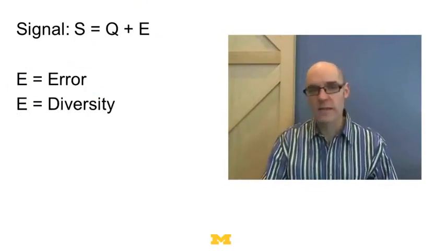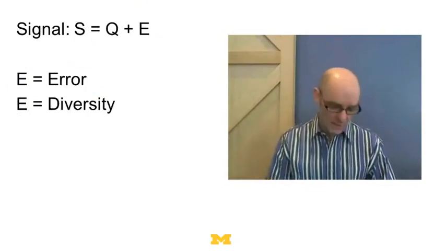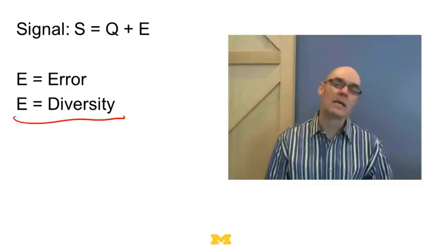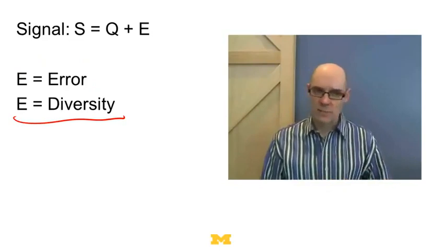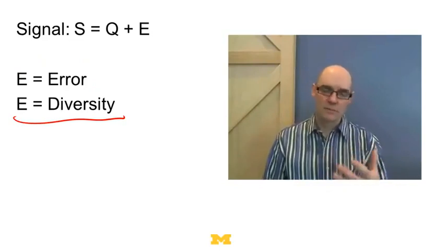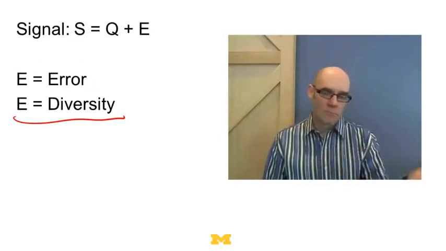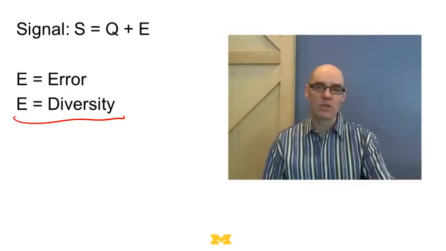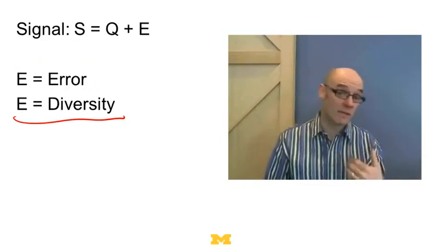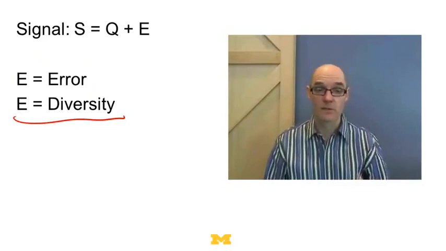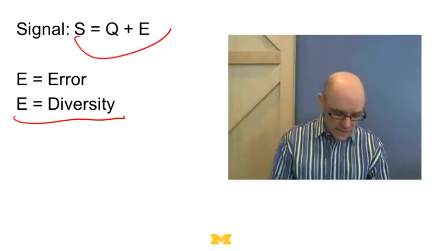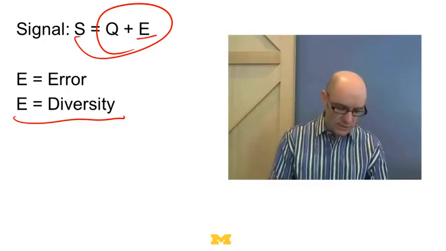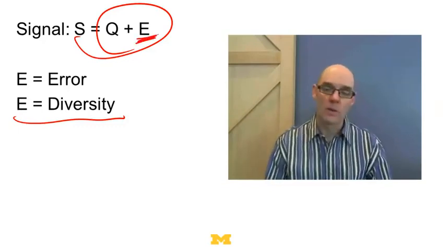Another way to think of that variation in what we perceive would be to think of it as diversity. If you and I care about different things, we've had different life experiences, we may interpret the performance differently than one another. As a result, what's a 50 to you may be a 60 to me, or what's a 70 to me may be an 85 to you. Because you and I are different, we're going to have different qualities. So this E term, this Q plus E, we can think of as either error or diversity.